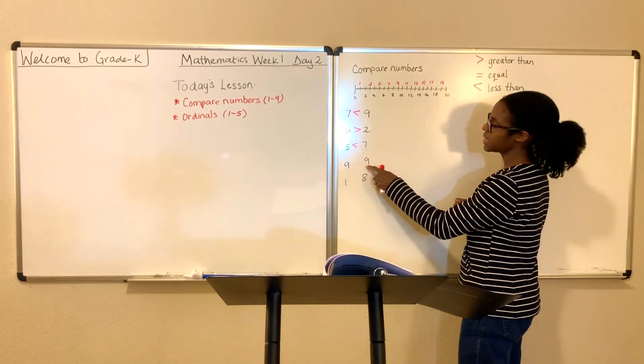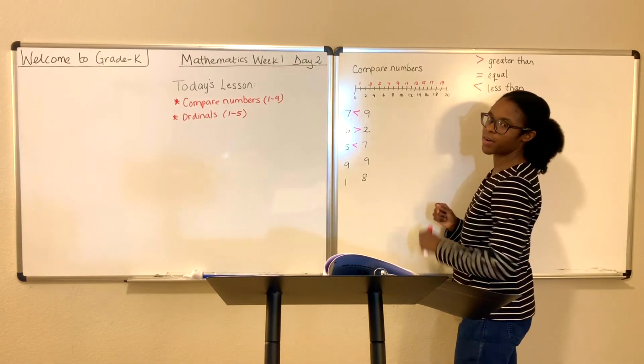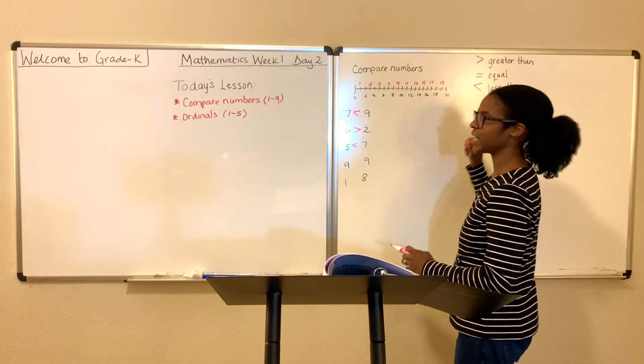So 7 is greater than, 5 is less than in this instance. The number 9 to 9, which is greater, number 9 or number 9? Well, it's the same number. We call it equal to.